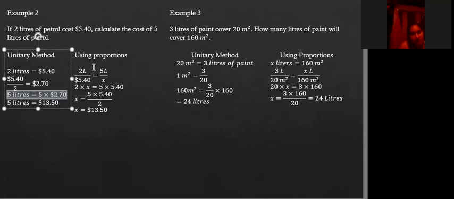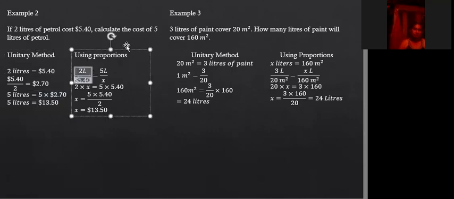The other method is with proportions. And this one is where you cross multiply. So I have 2 liters over $5.40, and 5 liters over X, because you want to find out how much 5 liters cost. You cross multiply. You get 2 liters multiplied by X is equal to 5 liters multiplied by 5.40.